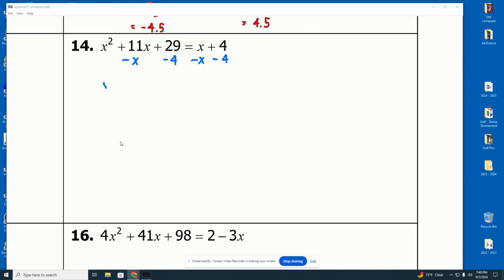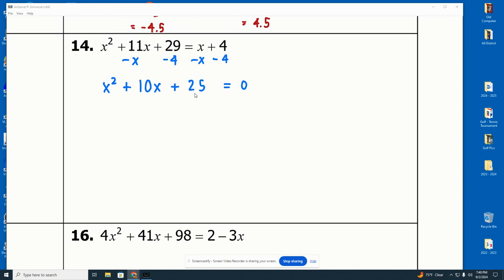Well, x squared is going to drop straight down. 11x minus 1x is positive 10x. And then positive 29 minus 4 is positive 25. So there we have it. Okay, let's see what we got here. We got 1, 2, 3 terms.